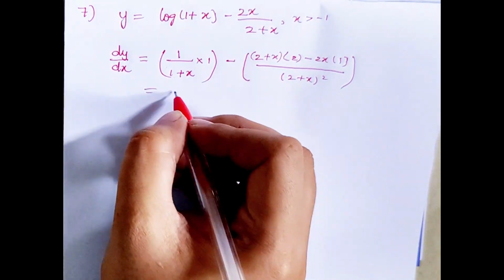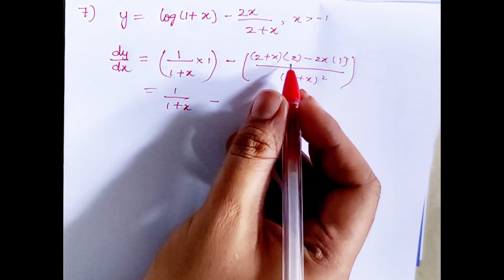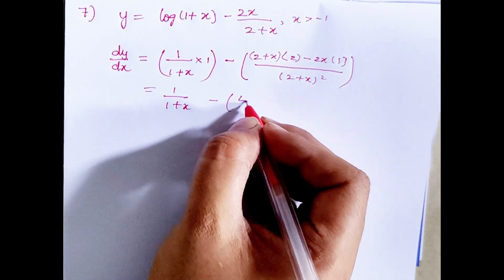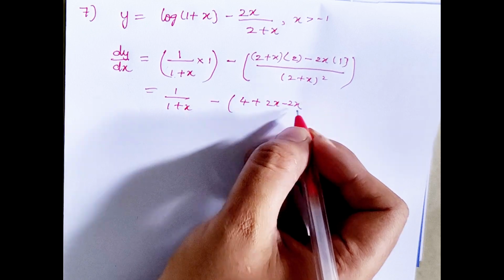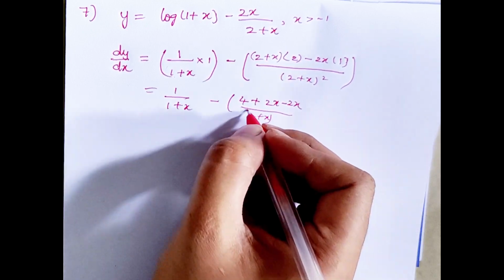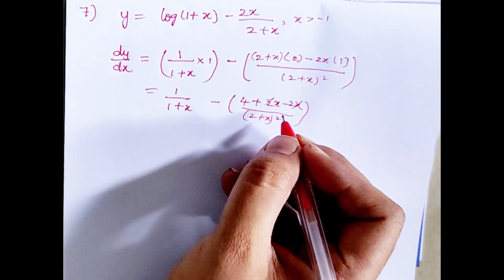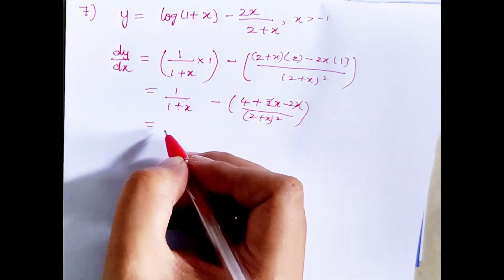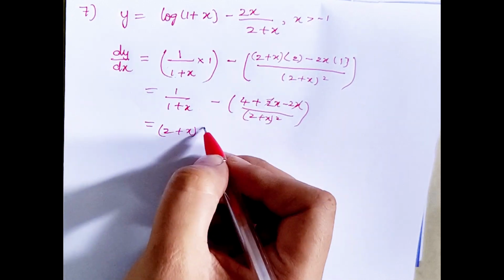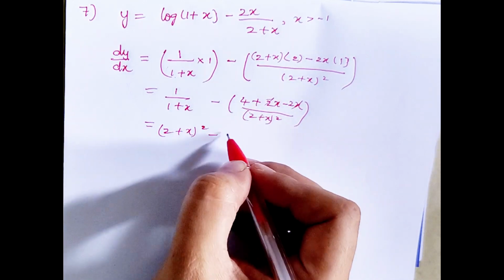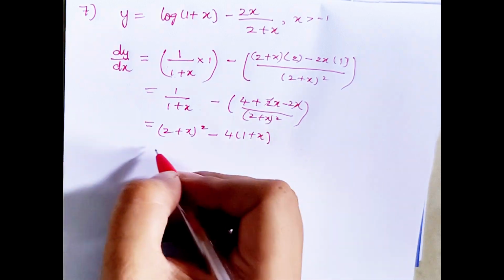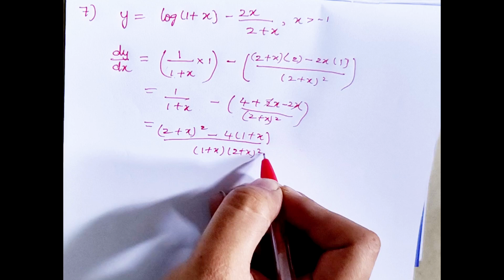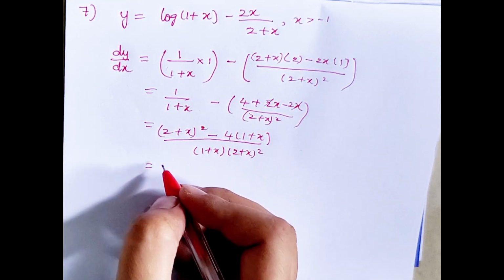Okay, now we have 1 by (1 plus x) minus, 2 twos are 4. Just write it in a bracket as we have minus outside. So 4 plus 2x minus 2x by (2 plus x) the whole square. Plus 2x minus 2x is cancelled. We have 4 by (2 plus x) the whole square. Taking the LCM, we will get (2 plus x) the whole square, or (x plus 2) the whole square, in between minus 4, we have into (1 plus x) by (1 plus x) into (2 plus x) the whole square. Now expand and try to simplify.